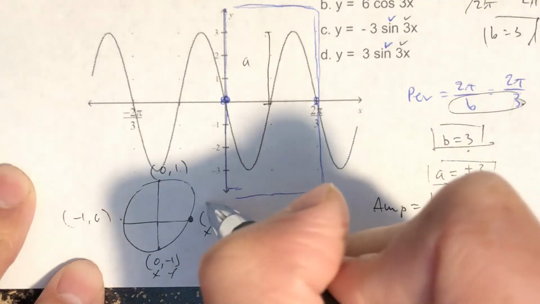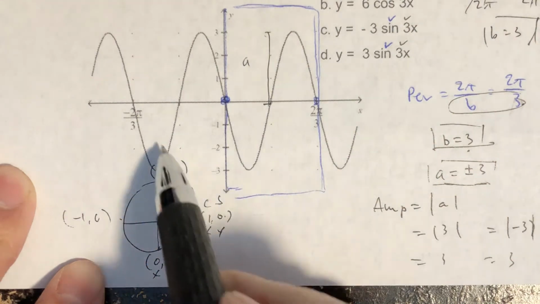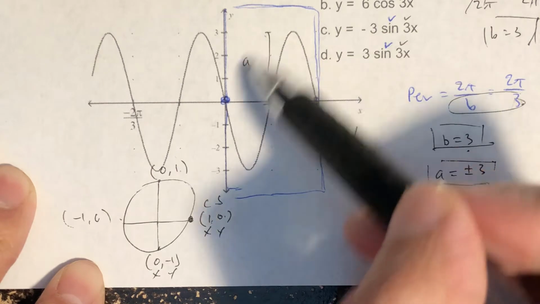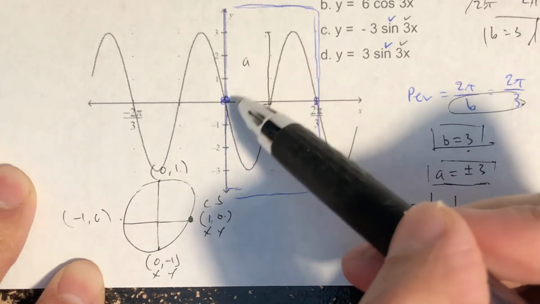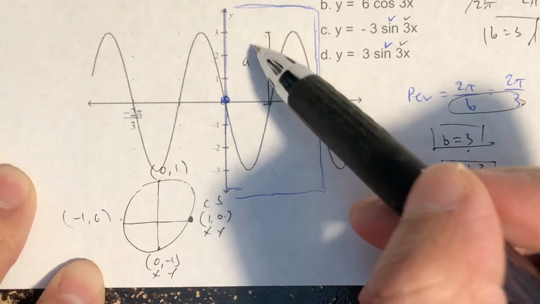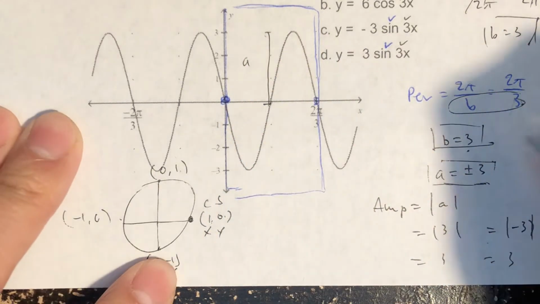So sine is the second one. It's going to start at 0, and then it'll go to positive 1. So it should have gone to positive 1, or positive 3 in this case. But it didn't. It flipped around. So you have a reflection.